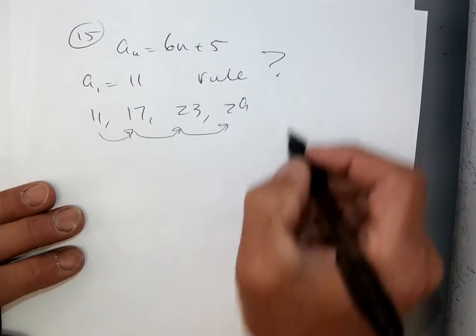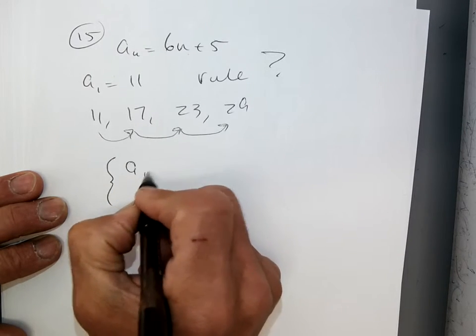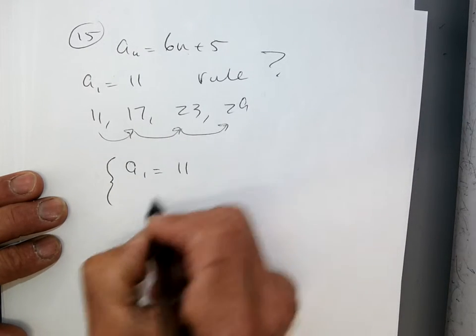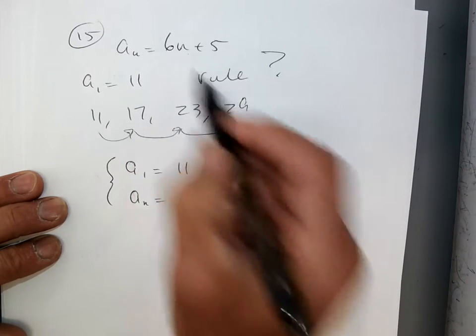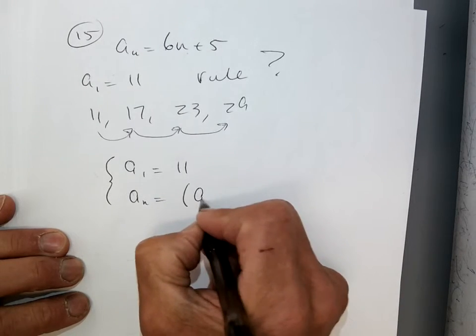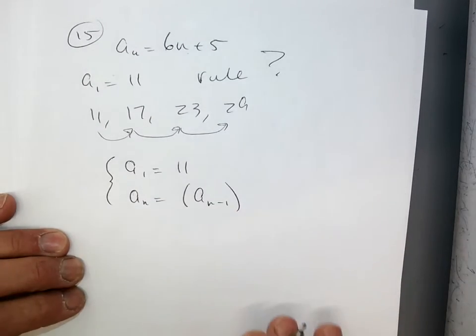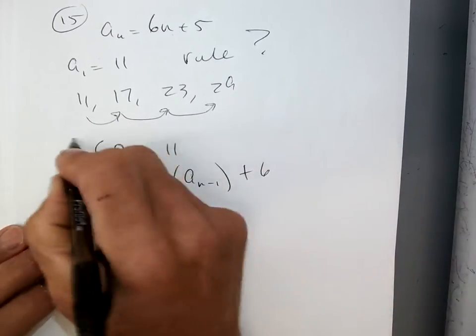So, recursive. First term: 11. Mr. Davies, you could have just told that you were adding by 6 by the 6 in front of the n. You are so smart. I knew that. You knew that, didn't you? So we're going to go a_(n-1). And then what's my rule? We're going plus 6. That's it.